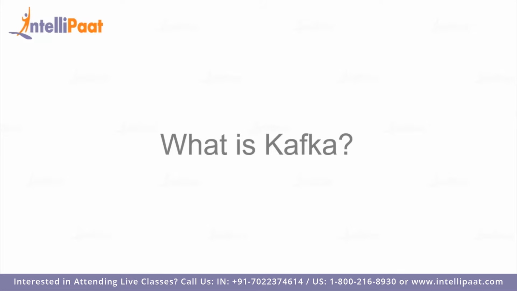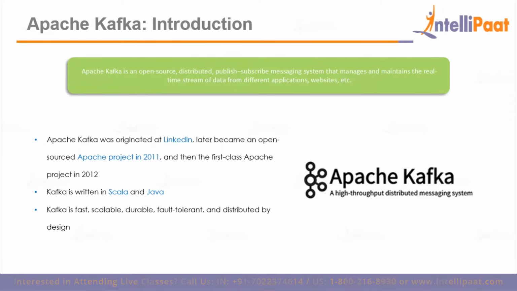Right, now let's understand what exactly is Kafka. So Apache Kafka is an open source, distributed, publish subscribe messaging system that manages and maintains real-time stream of data from different applications and websites. So this basically means that this is an intermediate system between all of the producers and all of the consumers, or all of the front-end servers and all of the back-end servers, and it basically provides a proper system with which we can deal and maintain the real-time stream of data.